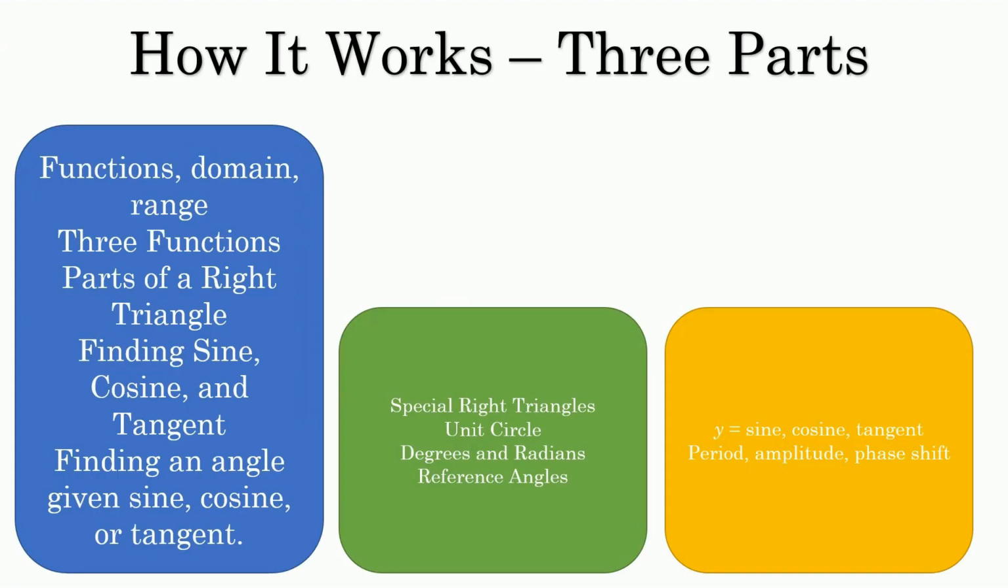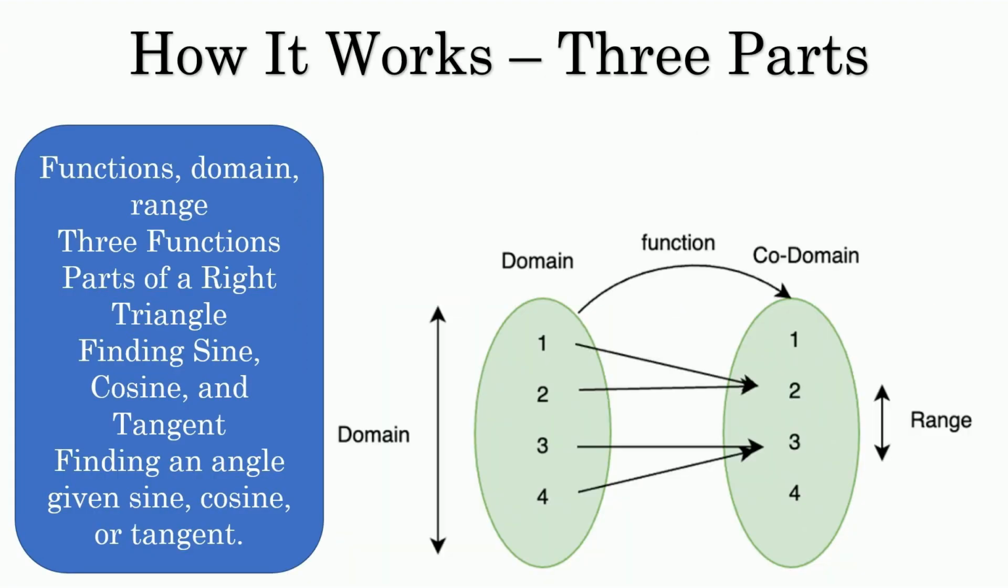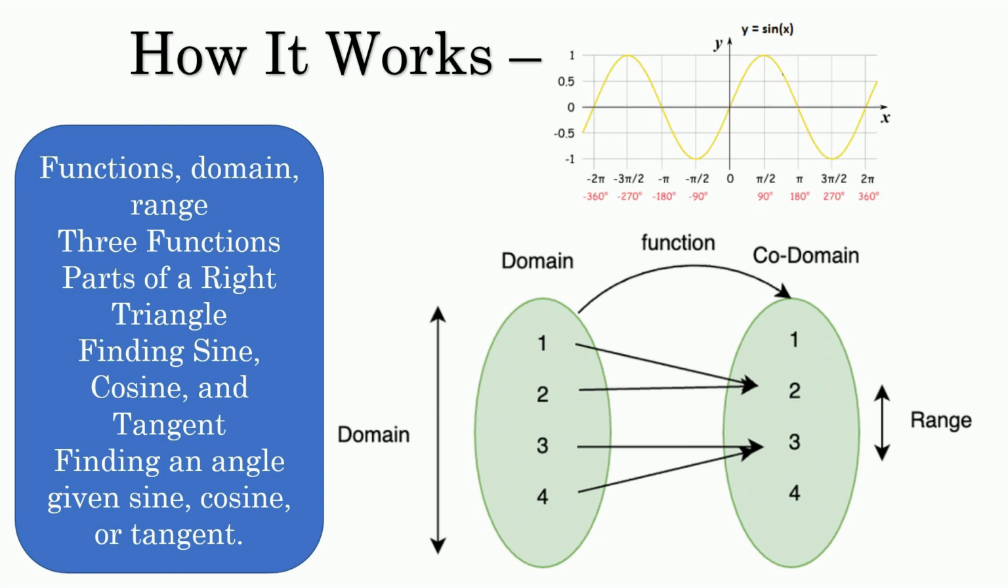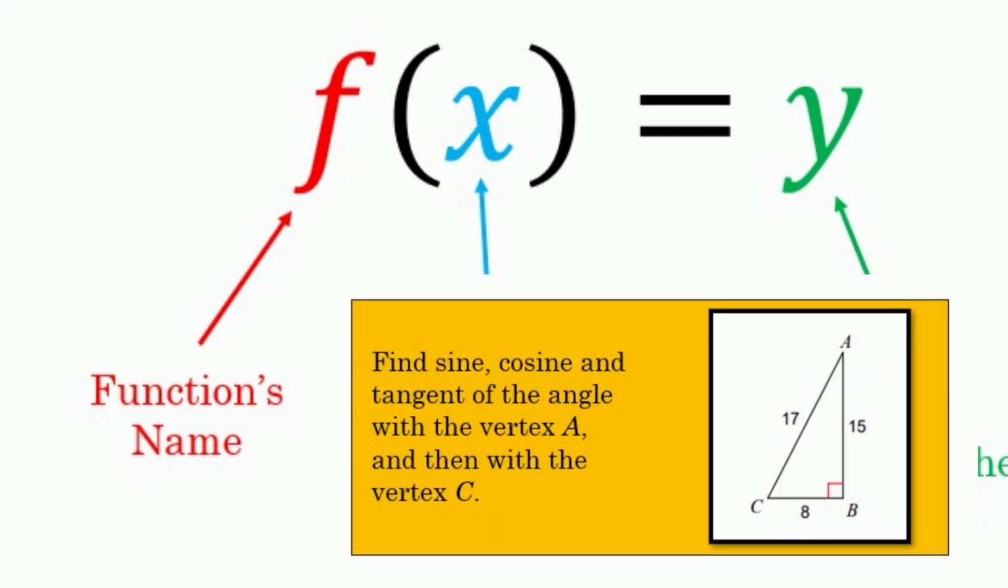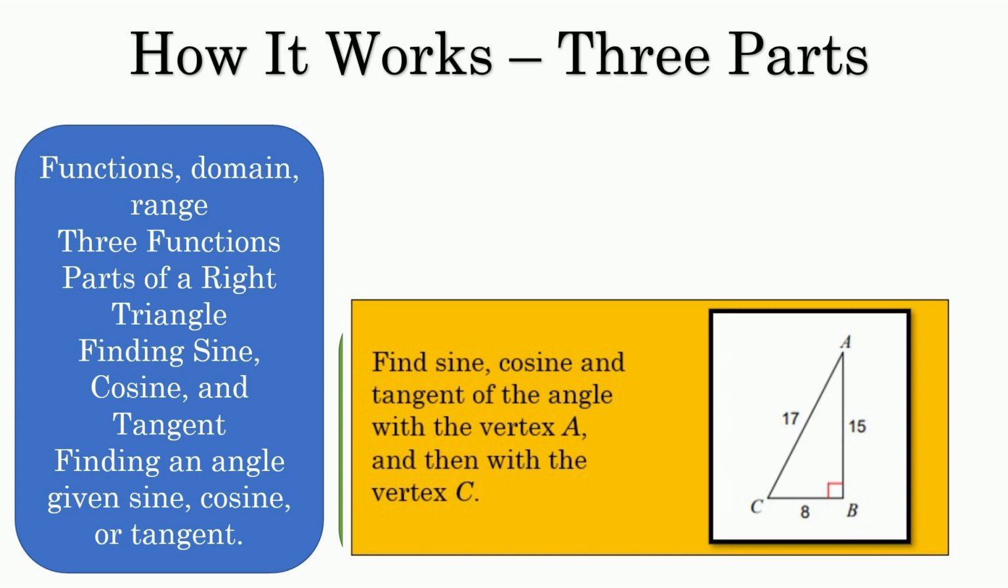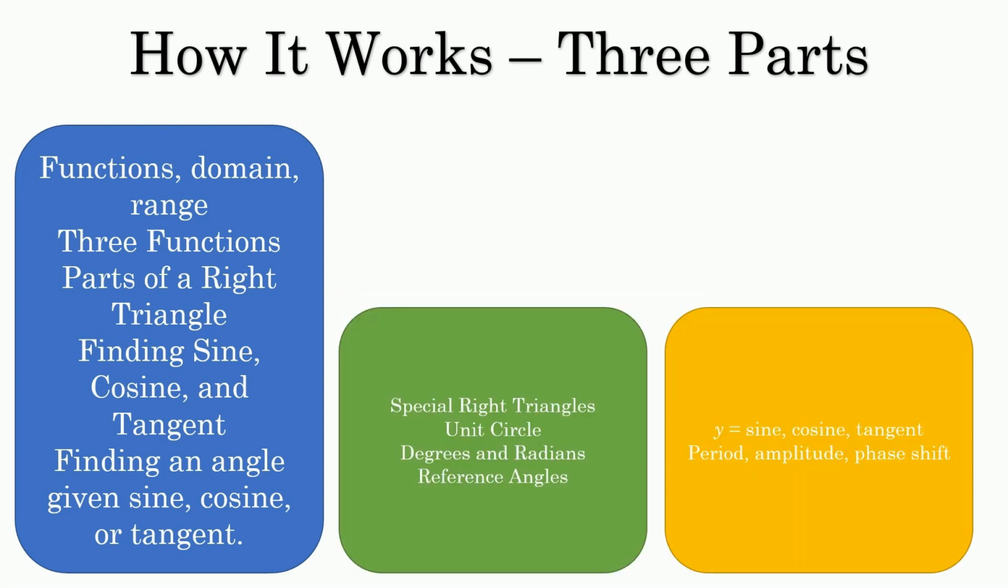The first one, we're going to talk about domain and range, what that really means in the context of trigonometry, why trig is written in functions and what that means for you practically, how we use that to find an angle, how we find sine, cosine, tangent, all that kind of stuff. So let's get to it.